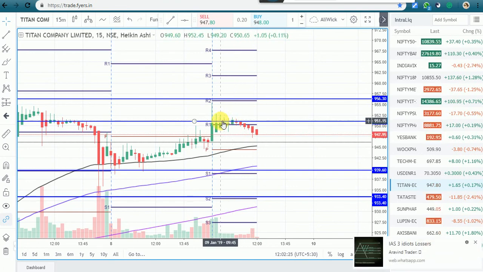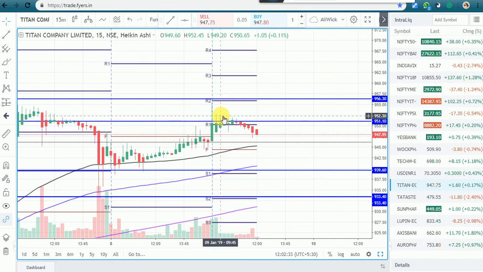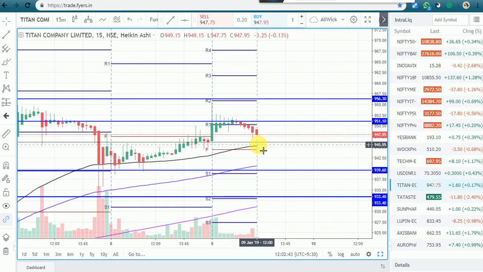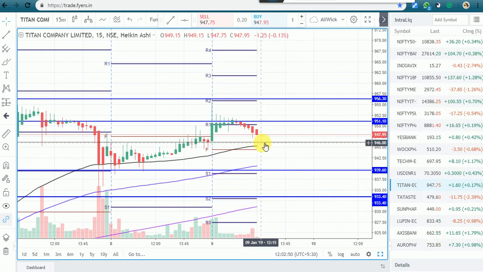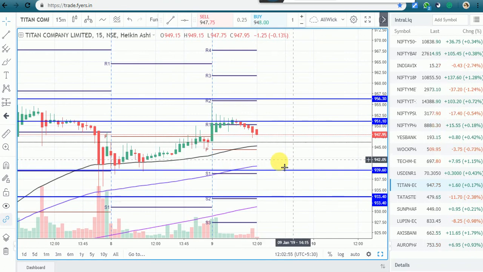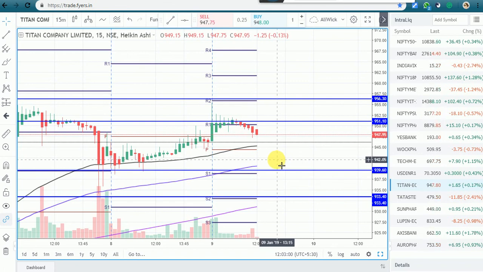I had entered around here. After that, see, it gave me a nice move. It's trying to come here, right? Either it will get hit or not, you can see later after closing this. But I'm feeling it will touch this one, and it will touch this one as well, around here, or maybe if the continued fall comes, right? That is my expectation.